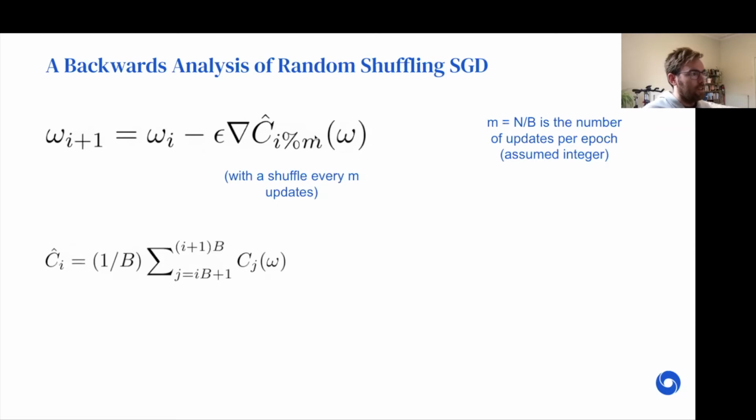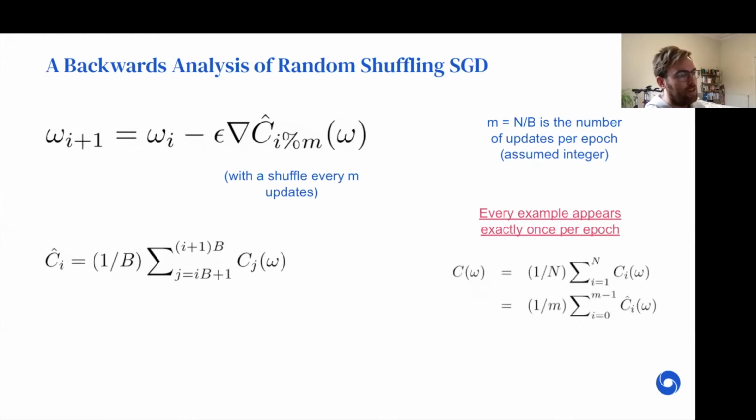I've introduced this integer m, where m is just n over b, i.e. the number of updates in one epoch of training, just for convenience. Okay, so what's the key property that we're going to exploit with random shuffling SGD? The key property is that the full batch loss, which is the average over all of the training examples of the per example losses, is simultaneously exactly equal to the average over all the mini batches of the mini batch losses. So this property that every example appears in one and only one mini batch is going to be the key property for random shuffling SGD.